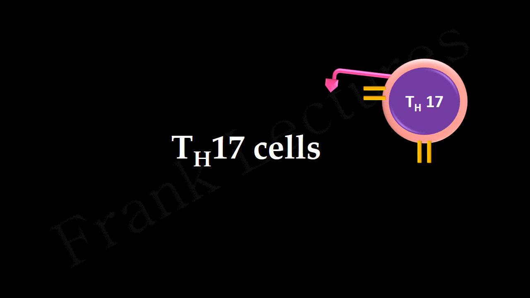T helper 17 cells. The designations 1 and 2 in T helper type 1 and T helper type 2 cells respectively were assigned because these were the first CD4 positive T cell subsets to be distinguished. But T helper 17 cells are so named because the signature cytokine they produce is interleukin 17. Besides interleukin 17, they also produce interleukin 22.